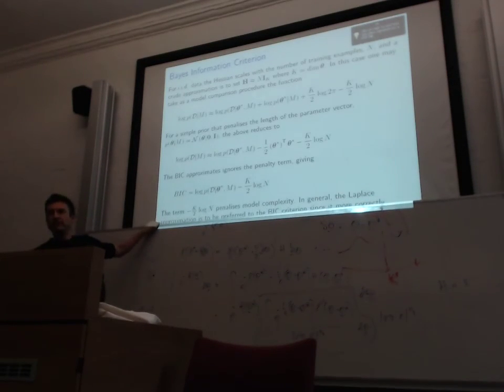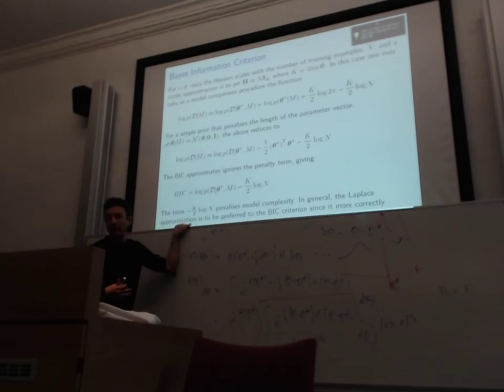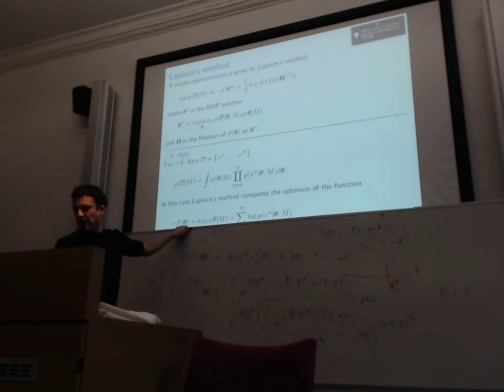I don't know why they do that. I mean, if you want to use the Laplace's method, my strong recommendation to you is to use this expression. I have no idea really why they don't apply that.